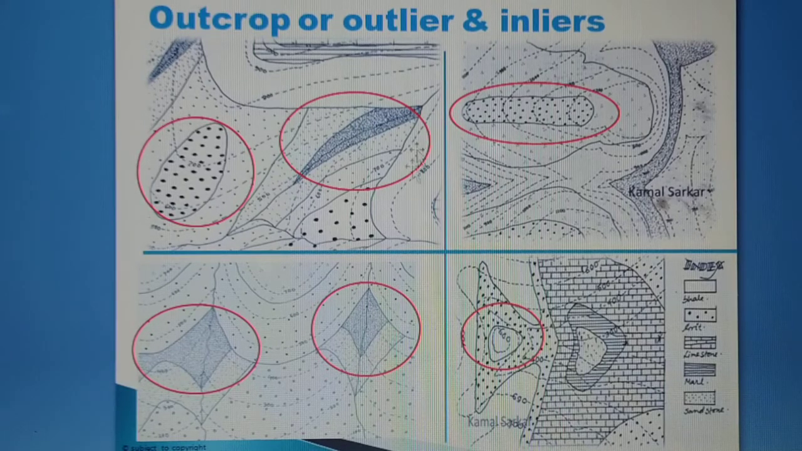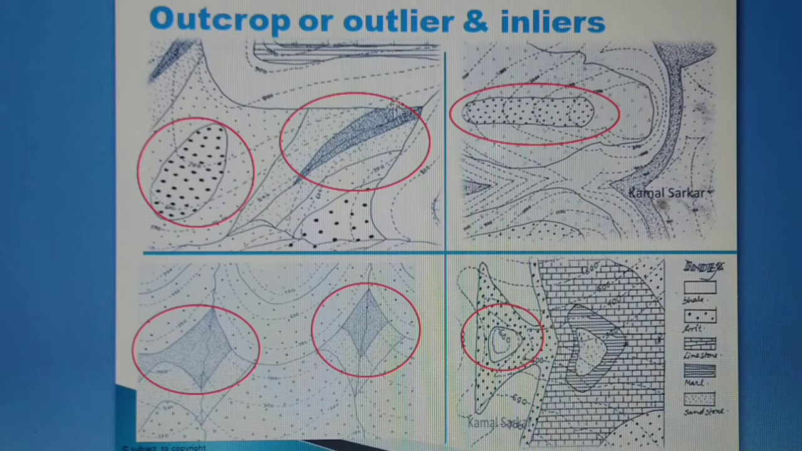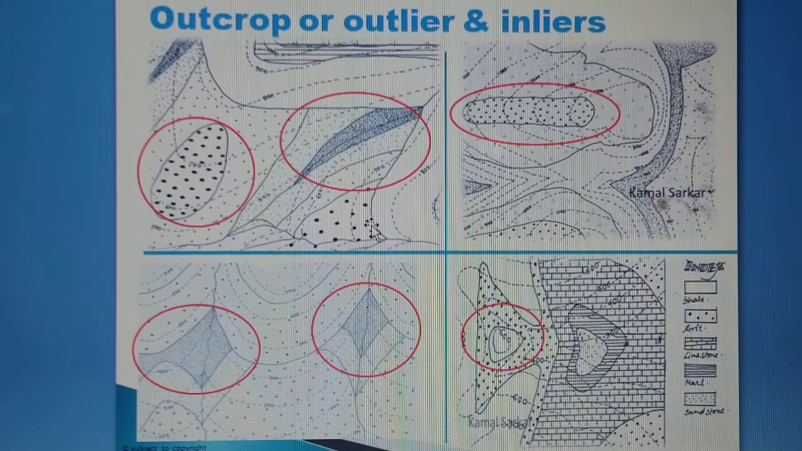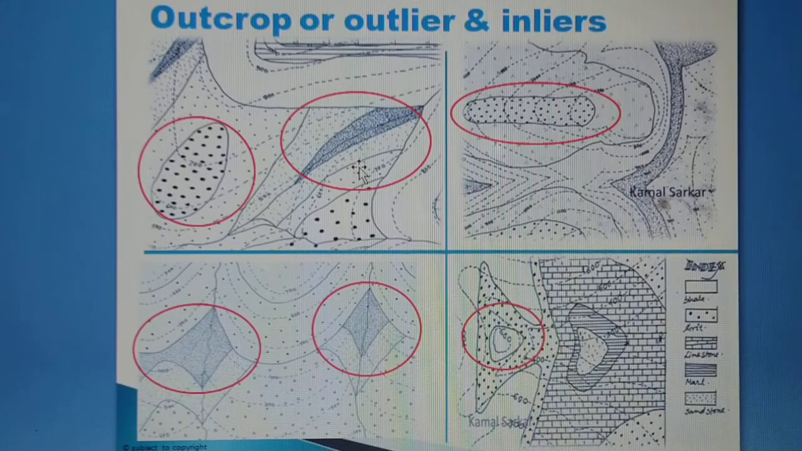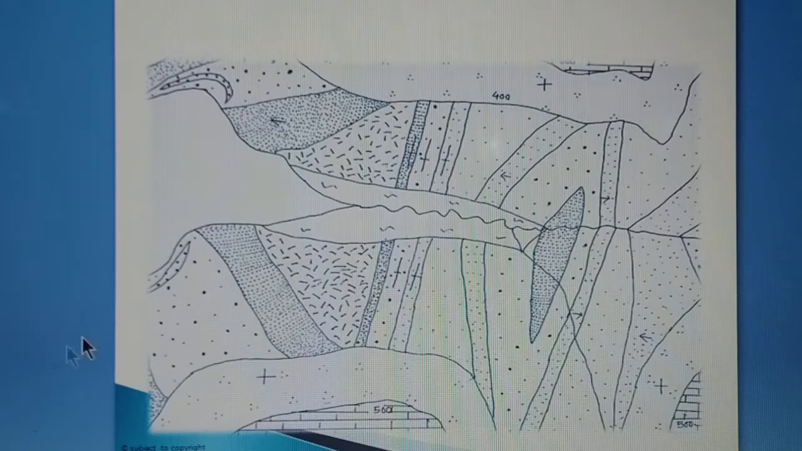You can see in an inlier a deep valley is formed. So how to know that this one is a deep valley? Because of the shape of the contour, you can see easily that this is a deep valley. So here this one is actually an inlier. And now I am showing you some different features.